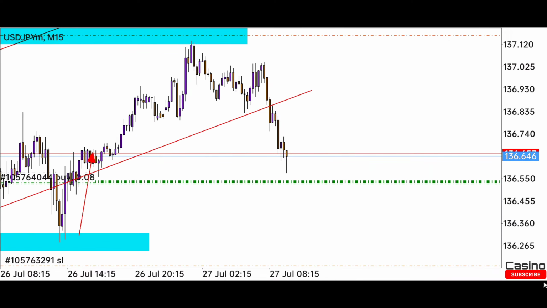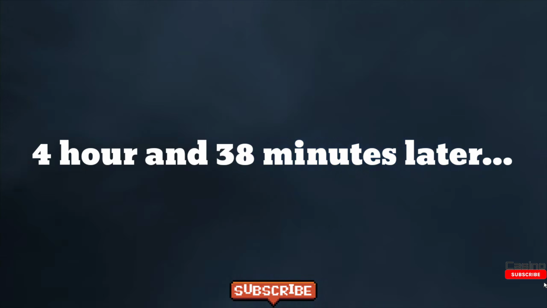Guys, we've been waiting for 4 hours. When our target point was hit, the market reversed from our target point by 3 pips. It is very sad. Let's see what happens next. We have to be more patient. Had the market gone up even a little bit, our target would have been hit. The market is back where we took the trade.